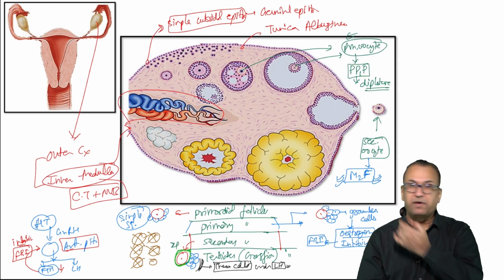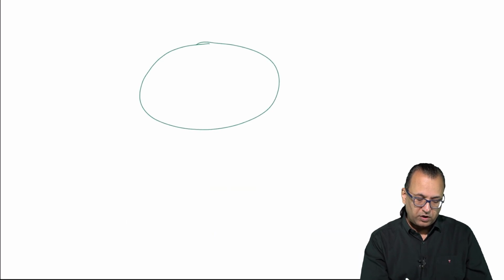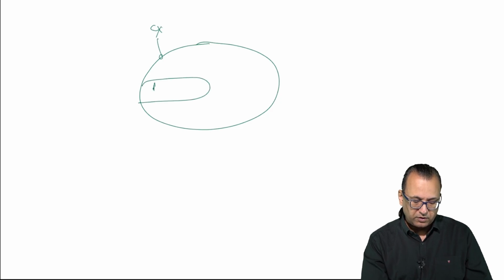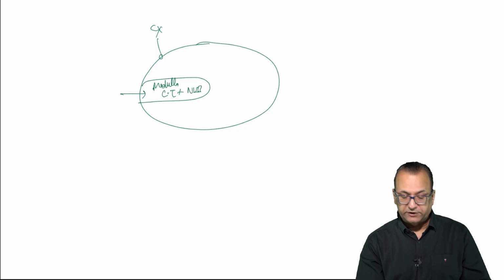Let us draw this diagram ourselves now. So as you understand, this is the ovary, you'll have an outer cortex, inner medulla. This is the medulla. In the medulla, you'll have the connective tissue plus neurovascular bundle. That is the medulla, outer cortex.